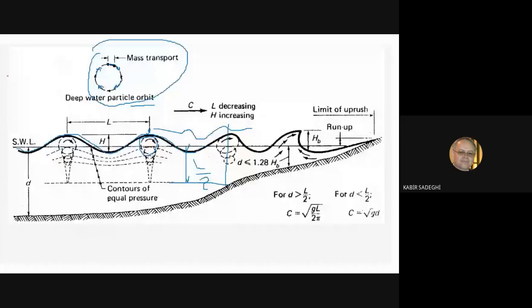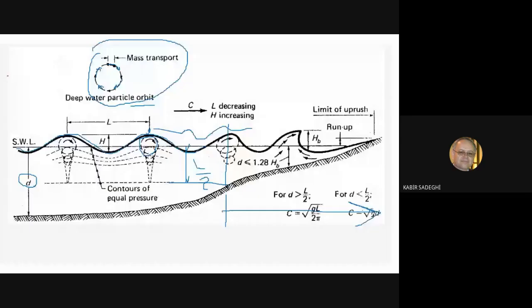You see that if I continue, from here to here is L/2. And D from here on is less than L/2. This is deep water from here. The other one was not deep water, including transitional and shallow water.